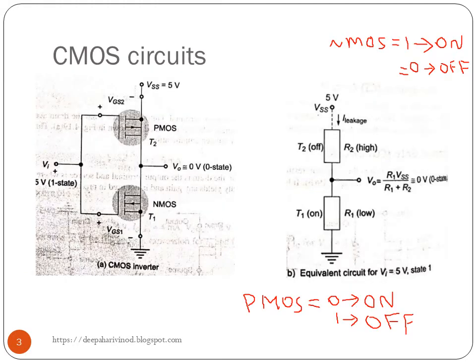CMOS circuit. Here we can see a CMOS circuit which consists of a PMOS as well as an NMOS. CMOS is the complementary metal oxide semiconductor, where it has two enhancement MOSFETs. One is of N type, that is NMOS, and the other is PMOS, which are connected as a complementary pair. Two gates are connected to form the input terminal. That is, the gates of PMOS as well as NMOS are connected together and the input is given at the common point, and the drains of both PMOS and NMOS are connected together and the output is taken from that point.